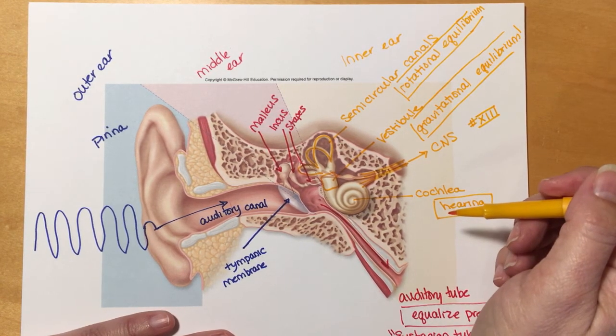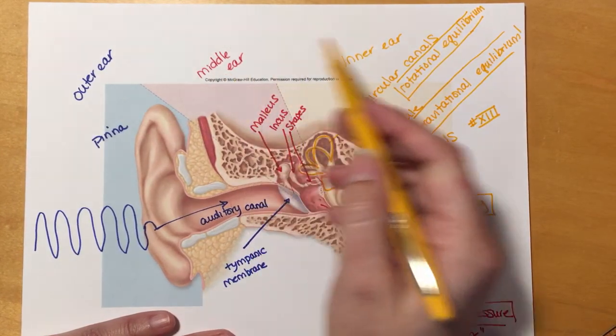So these are the structures of the outer, middle, and inner ear.